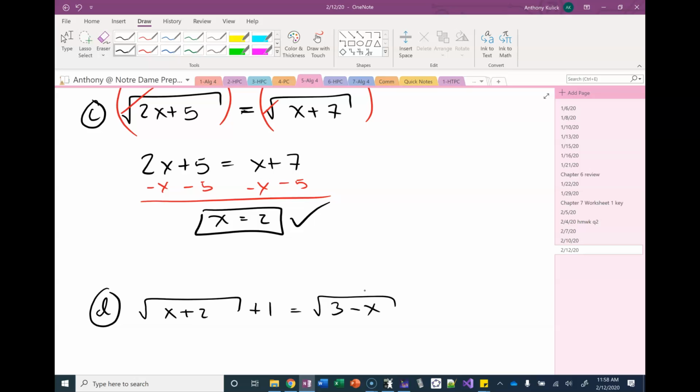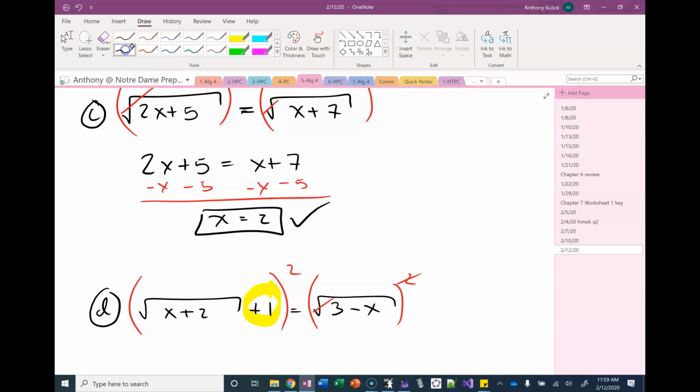How is this situation different than the previous one? Yeah, we have this extra stuff going on outside of the radical. Is that going to make a big difference? It actually makes a super big difference, surprisingly. What do you think we want to do to start? Square both sides. Okay.